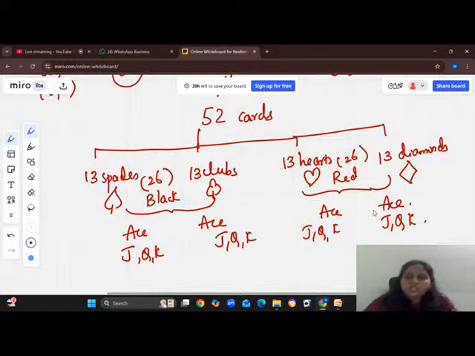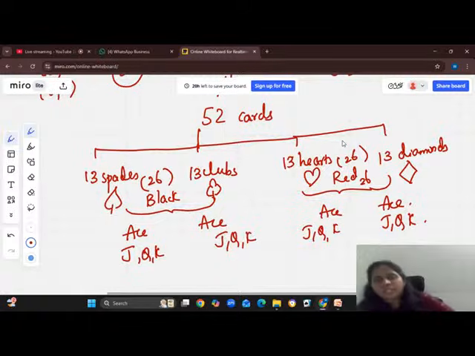Whatever, if they ask you to find the probability of red A's, then how many red A's are there? 2. So 2 by 52. If they ask the probability of getting red hearts, you have to go to hearts. How many red hearts? 13 by 52. If they ask only red cards, then you have to go 26 cards. 26 red cards by 52. So this is all about the cards. So yes, this is all about the probability.